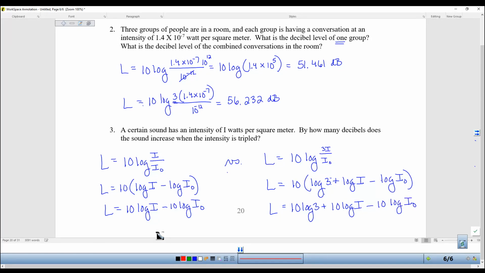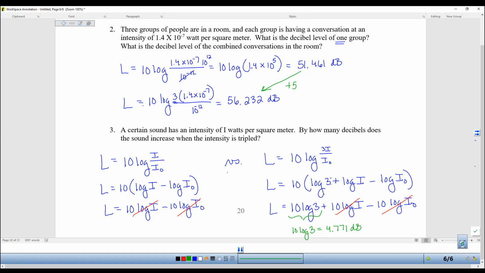Well, if you compare these two, they both have the 10 log I, and they both have minus 10 log I sub 0, which means this one is greater by 10 log 3. What is 10 log 3? Well, if you do 10 log 3 on your calculator, you will get 4.771 decibels. What is that? It's almost 5. Remember how we said this was about 5 decibels higher? It's actually 4.771 decibels higher.